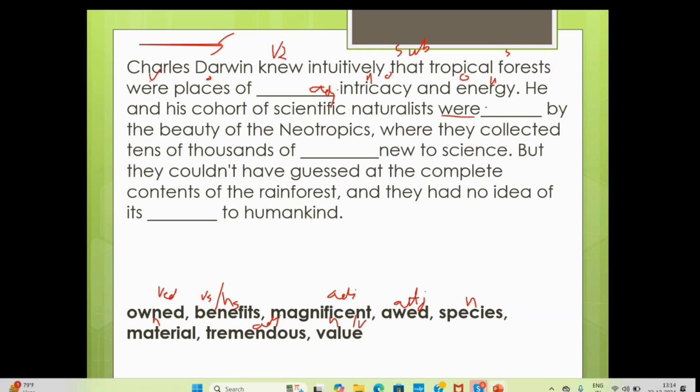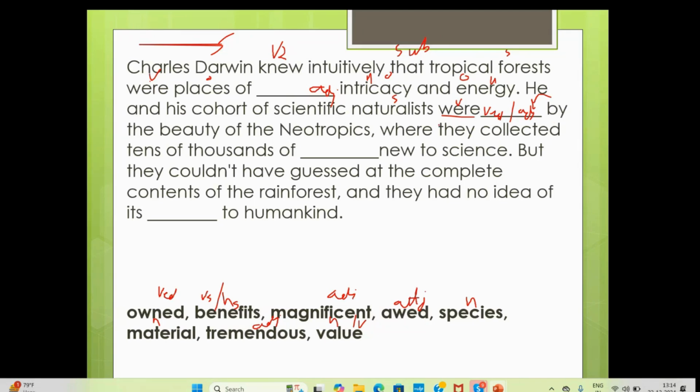This is were dash by. He and his cohorts, meaning his colleagues of scientific naturalists, they all are your subject. Verb is this. Sometimes, by is there. Okay, so this is collocation based. Most people think it can be V3 plus by is there, no? So adjective can also be there. Adjective preposition collocation.